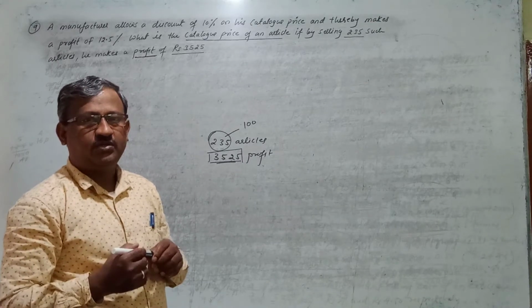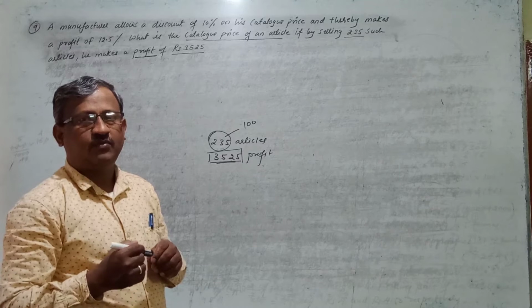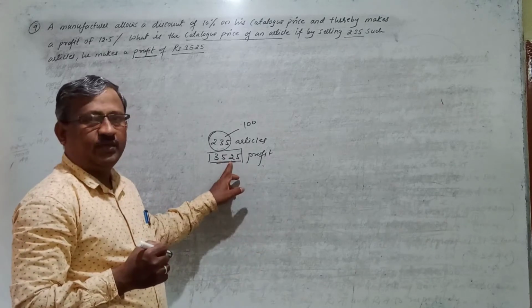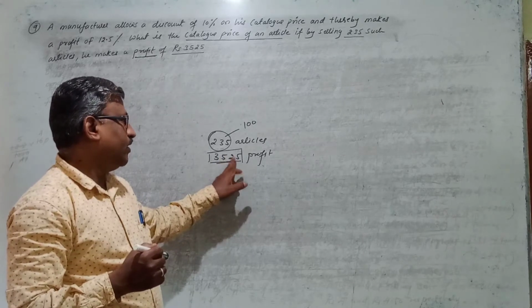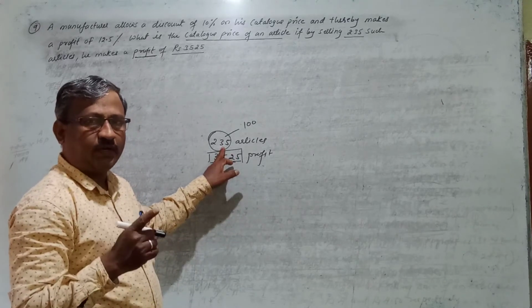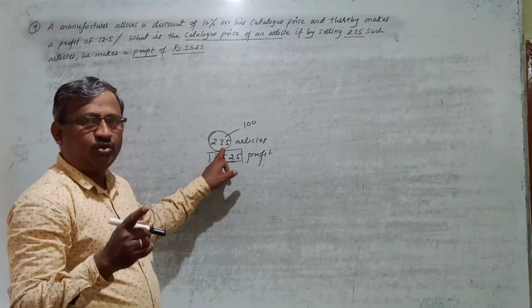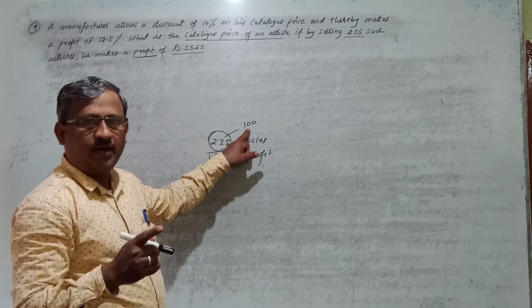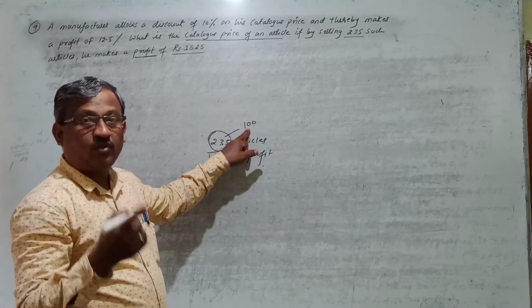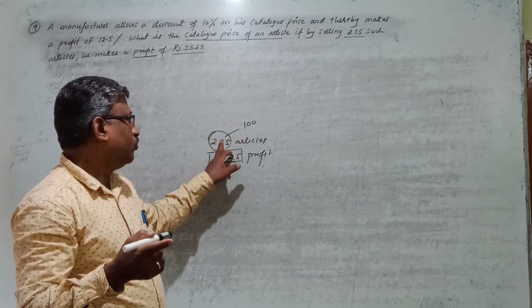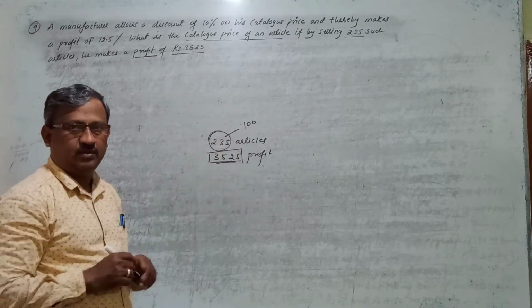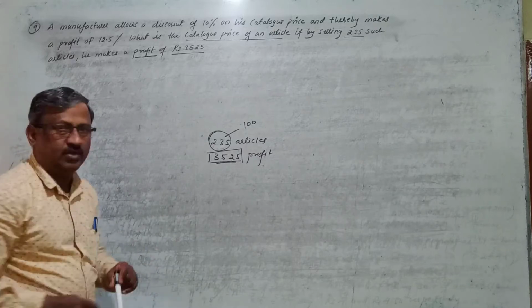But here the question is, whether we have to assume the catalog price of one article or 235 articles. Because whatever they have given in the problem, 3,525, this is the profit of 235 articles. Therefore, I am going to assume the catalog price of 235 articles as 100. And I will determine what will be the profit of 235 articles. Right? If the catalog price is 100. So, let's proceed with the solution.